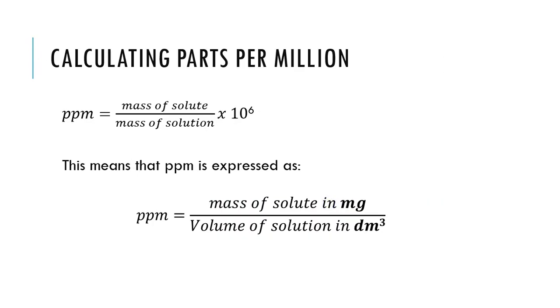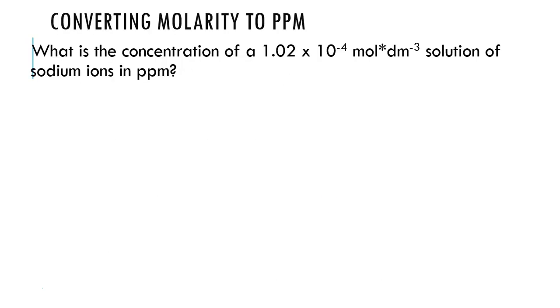Alright, so since biological oxygen demand is in parts per million, it's important that you know how to calculate parts per million. To do this, we just have to take the mass of the solute divided by the mass of the solution and multiply it by 10 to the 6th. So parts per million can be expressed as the mass of solute in milligrams divided by the volume of solution in liters. So this is an example of converting molarity into parts per million.